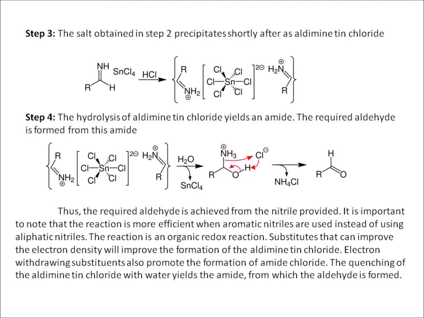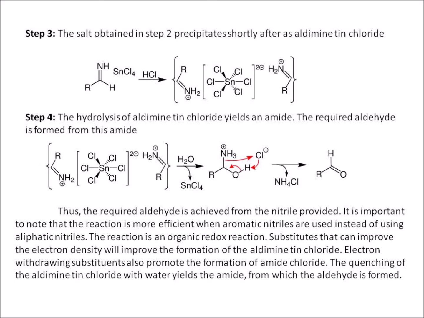In the third step, the salt obtained in step 2 precipitates shortly after as an aldimine tin chloride. Fourth step consists of the hydrolysis of aldimine tin chloride, which yields an amide. The required aldehyde is formed from this amide. Thus, the required aldehyde is achieved from the nitrile provided.